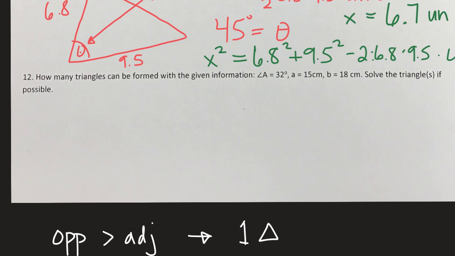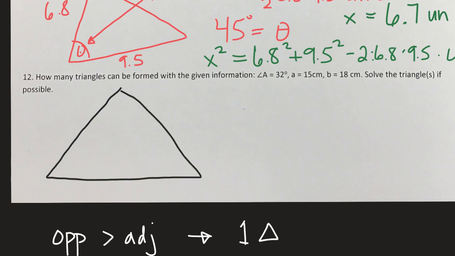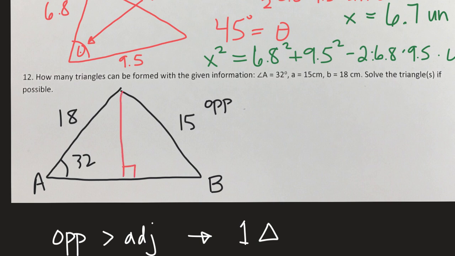And I said in class that you should always draw your angle in the lower left. So if this is your angle of 32, this is A, little a of 15 is across from it. So 15 is your opposite side. And b, 18 is your adjacent side. So that means angle B is down here. So first check, is the opposite greater than the adjacent side? No, so now we have to do the height. So we know it's not one triangle, so let's do the height.